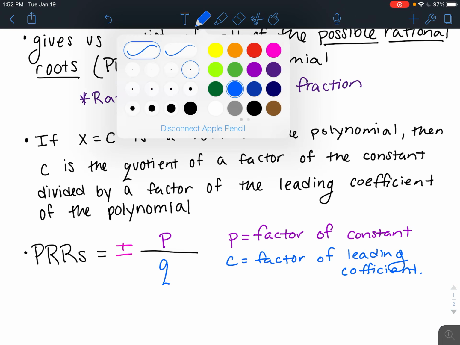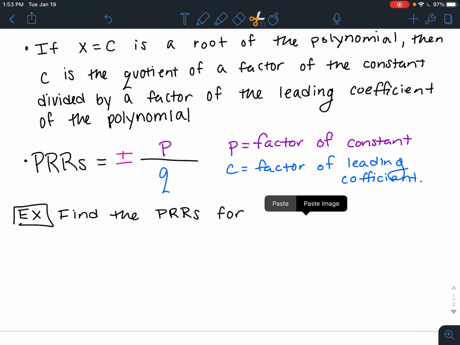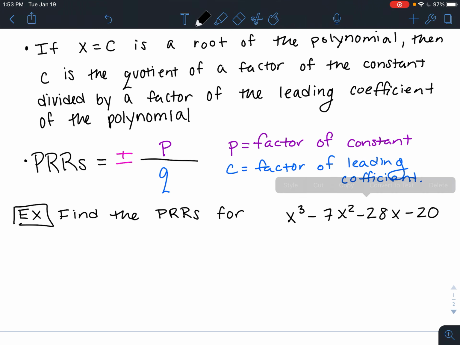So let's look at an example to make sense of how this works. To start thinking about how to solve our initial function, we're going to find the possible rational roots for the function above. f(x) equals x cubed minus 7x squared minus 28x minus 20.